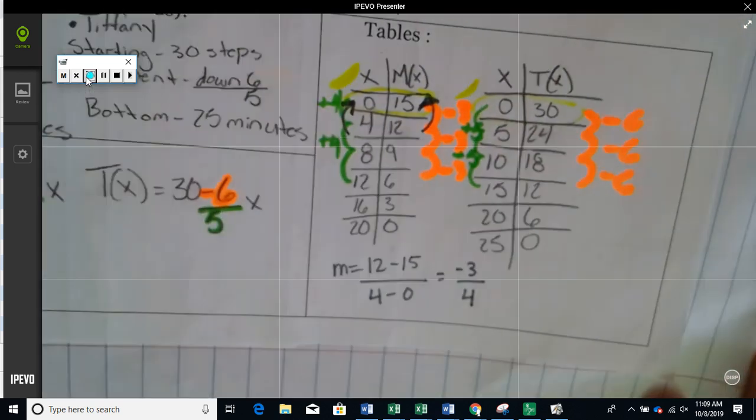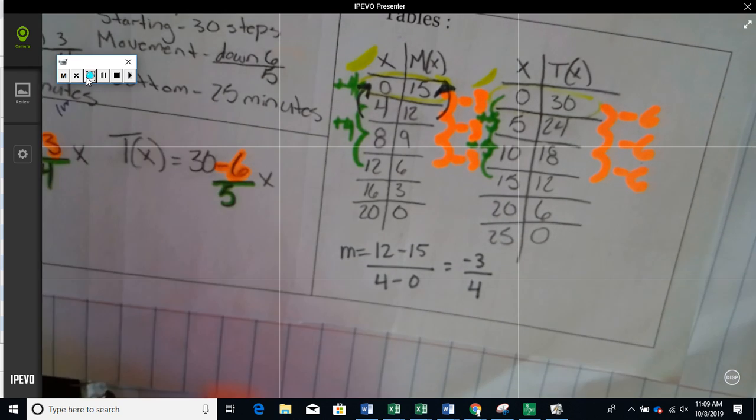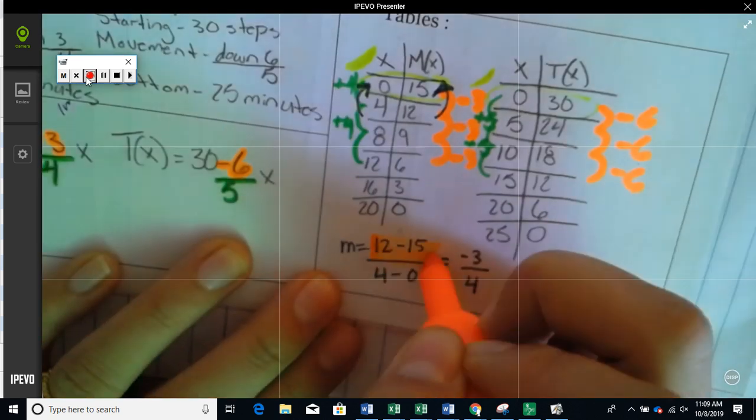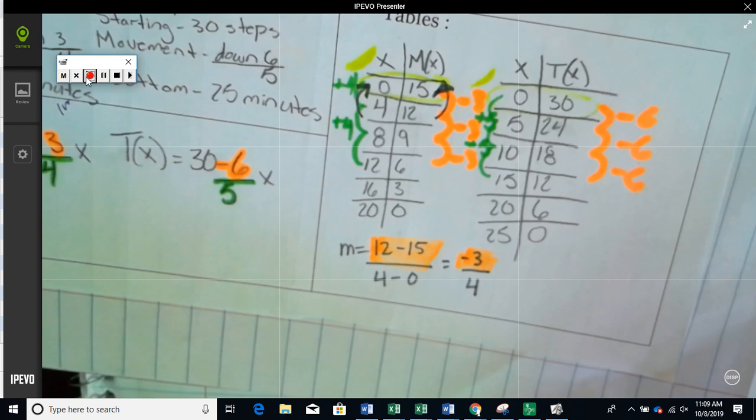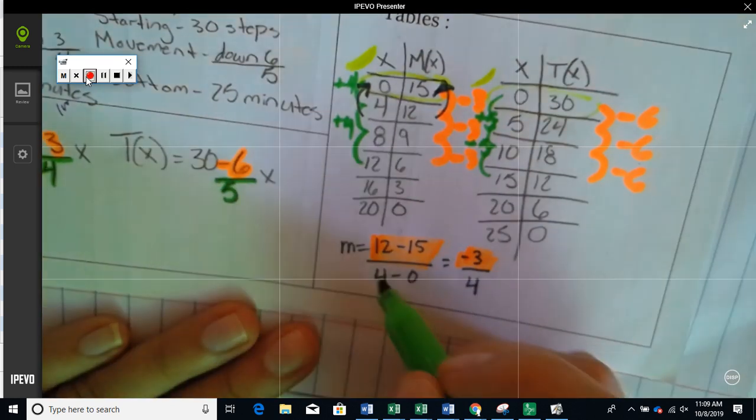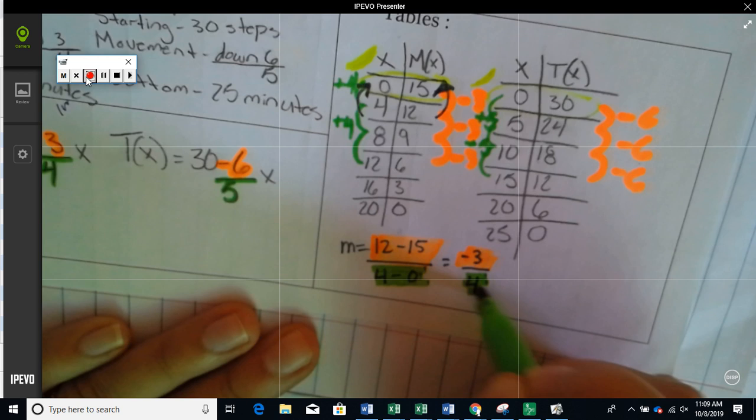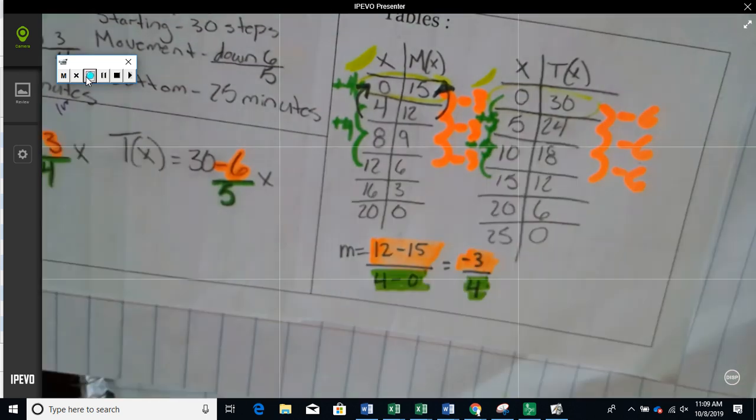So I'm expecting to see both things when you take your quiz and when you do your homework assignments and your test and whatever else we do. There's your orange difference, there's your green difference. Change of y over the change of x.